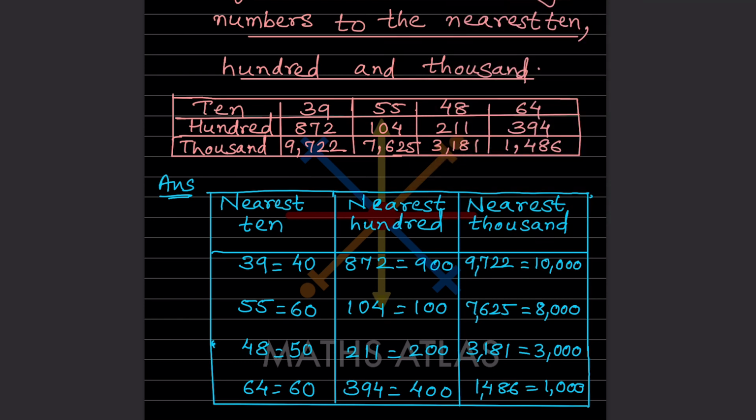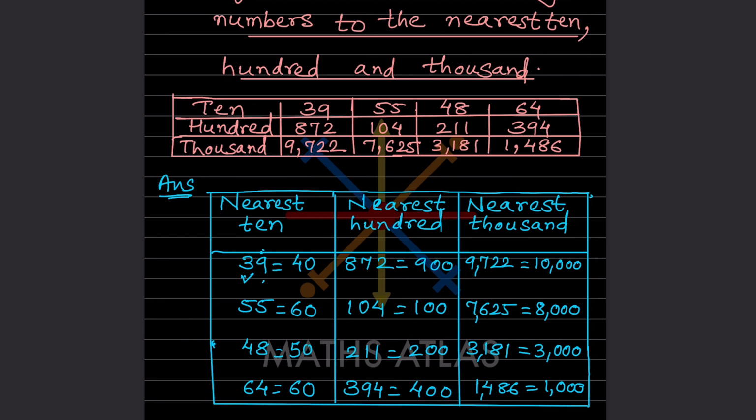Now look at here. You are going to concentrate. This is the ones part and this is the tens part. I'm putting a tick on the tens part. So you are going to concentrate on this number. The next number is 9. 9 means it is more than 5. So here you are going to put 0 and this becomes plus 1. 3 plus 1 means 4. So that is going to be 40.